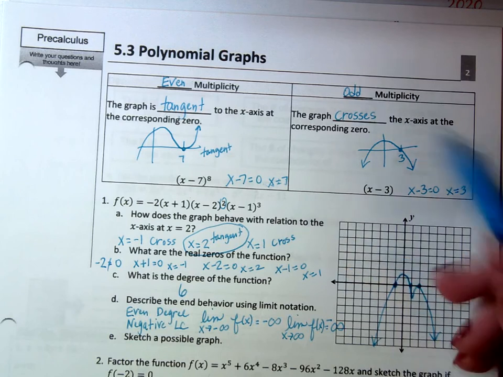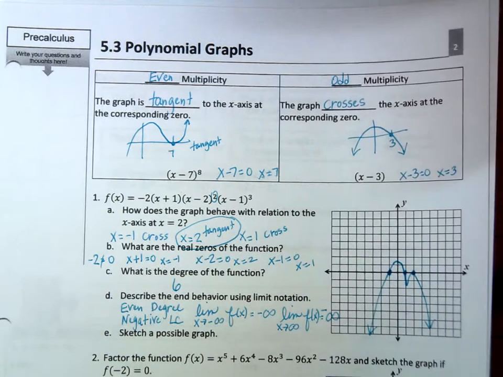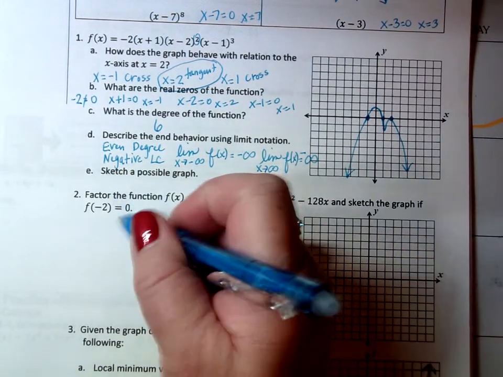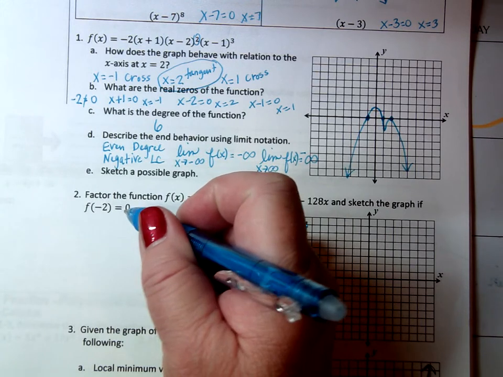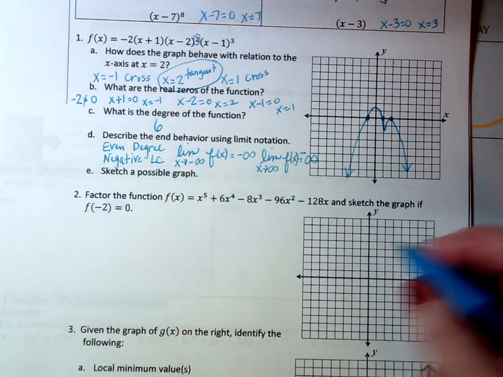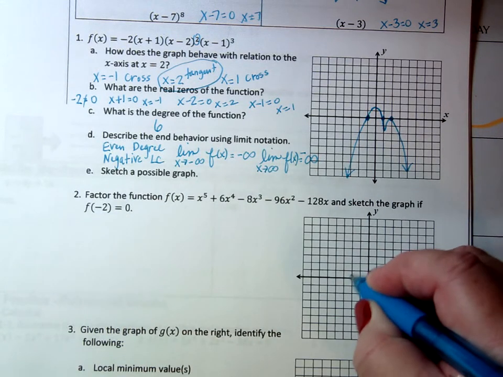Okay, number 2. Number 2 says factor the function x to the 5th, and so on, and sketch the graph if f of -2 equals 0. Well, they're telling you one of the places where it crosses the x-axis. Right here, that's a coordinate. They tell me that f of -2 is 0. That's what I've got.